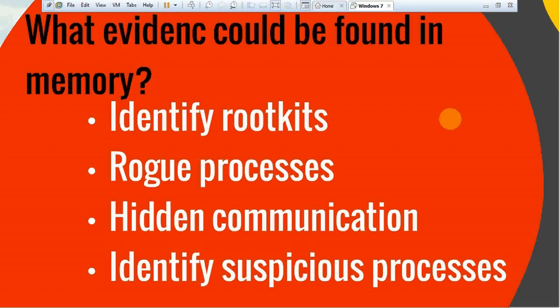So what can you find in memory? Mainly, once you know what is normal to expect from a memory, then you can identify what is not normal to be found in memory, and then you can do a detailed investigation of each of those. Probably you can find some rootkits, any rogue processes, or some hidden communication by analyzing live memory. But first of all, you need to understand what is normal, what is to be expected to see from a memory.